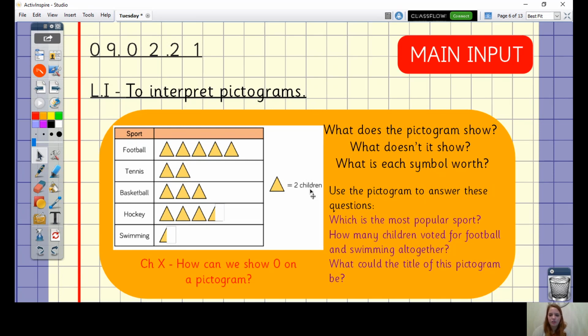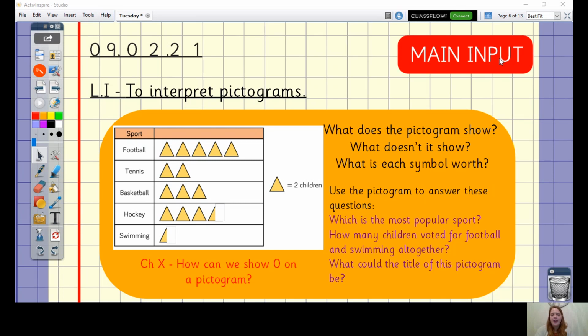So now that we know that, we've got 3 questions to answer. The first question is, which is the most popular sport? You can see that just by looking at the pictogram there. The second question, you'll need to do a little bit of addition. How many children voted for football and swimming all together?